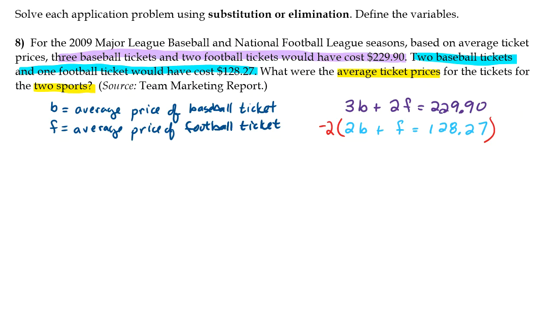All right, so I'm going to rewrite my first equation, 3b plus 2f equals 229.90, and just bring that down. And now I'm going to multiply that light blue equation by -2. And I have to multiply every single term by -2. All right, I have to do this and this and that. So what do we get here?